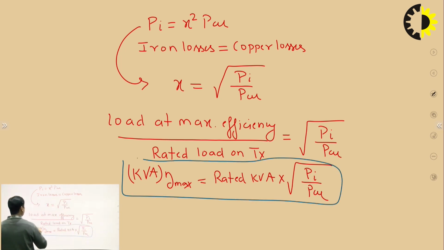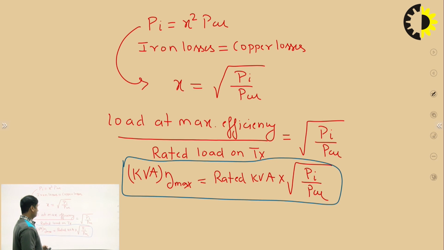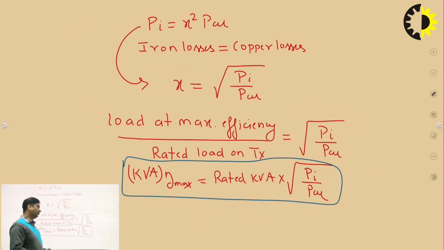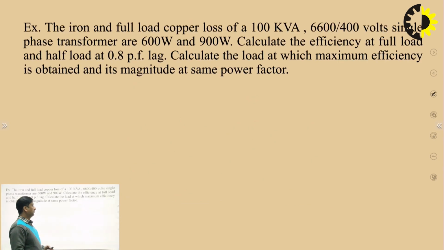Where Pi is the iron losses and P copper is the full load copper losses on a transformer. Okay, so this is how we can calculate the rated load. So the transformer efficiency can be determined for any load for a single phase transformer, and the maximum efficiency of the transformer can be calculated.